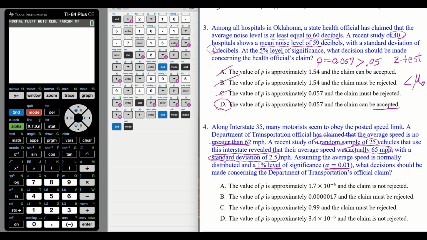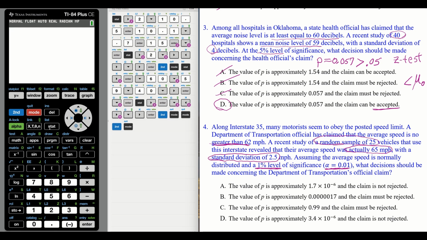Okay, this official claim is they're saying, hey, these guys, everybody only goes 62. Come on, who goes 62 out on 35? Have you been on 35? I've been on every part of 35 of this entire state. This question always makes me laugh. Okay, moving on, moving on.